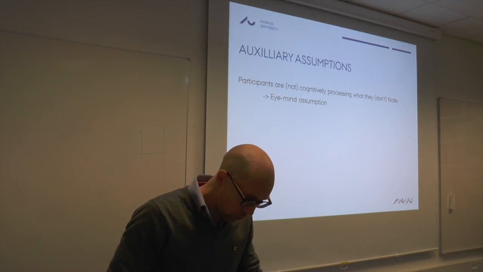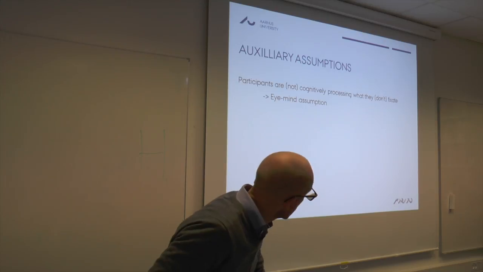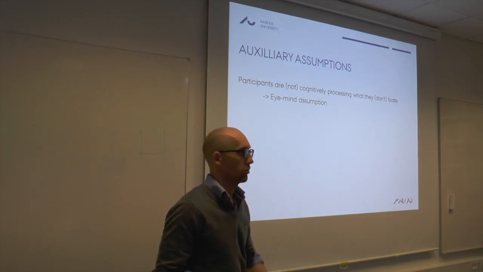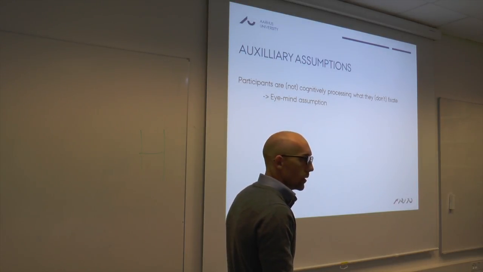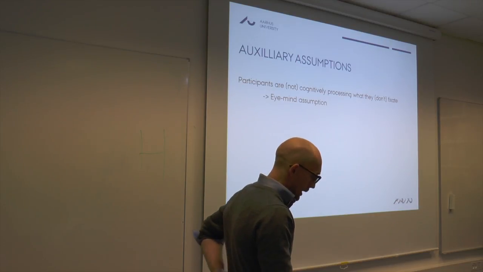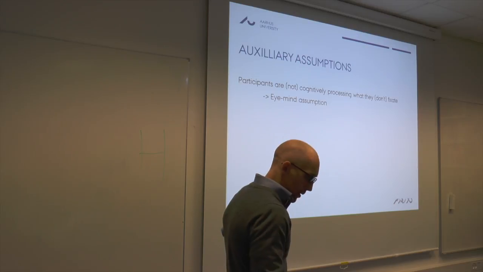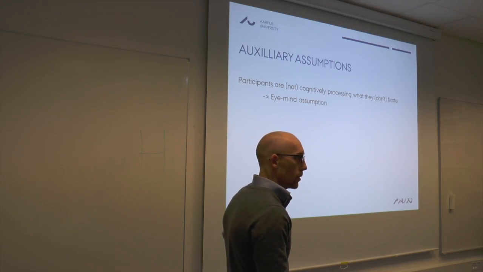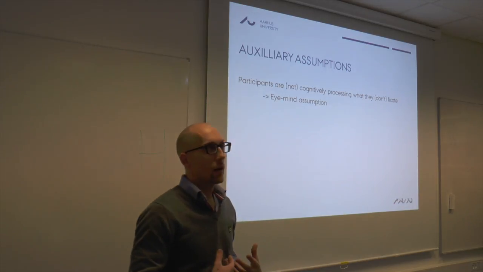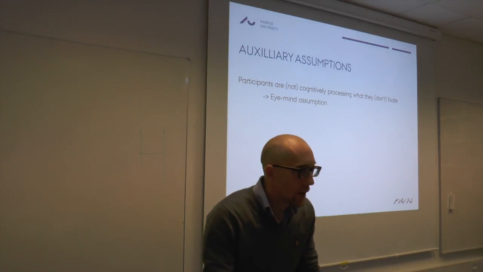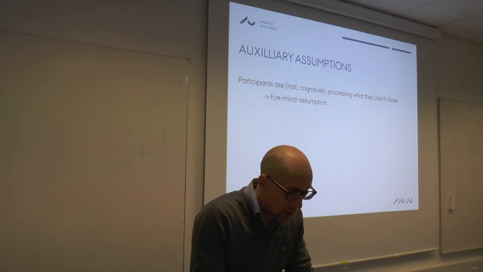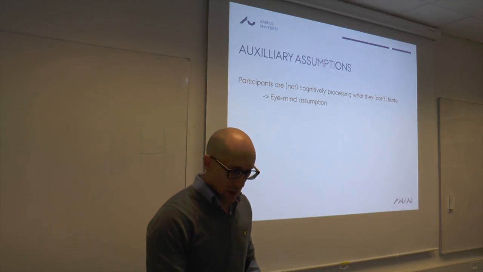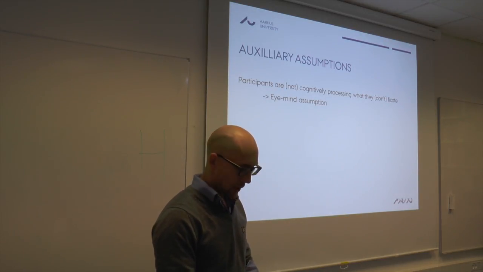So how to do this and how not to do it. What I actually want to talk about is some assumptions, or what I like to call auxiliary assumptions. The first one is that if we want to measure attention with eye tracking, then I would claim that you need to make at least one assumption: that people are actually processing or attending to what they are currently fixating. Or, if you want to phrase it negatively, people are not processing what they don't fixate.